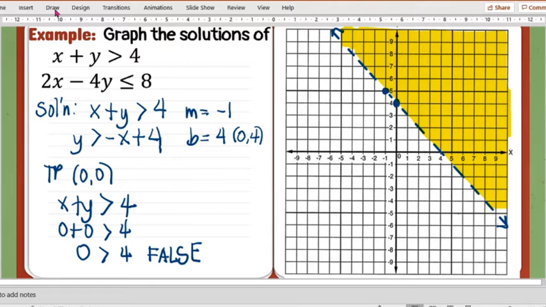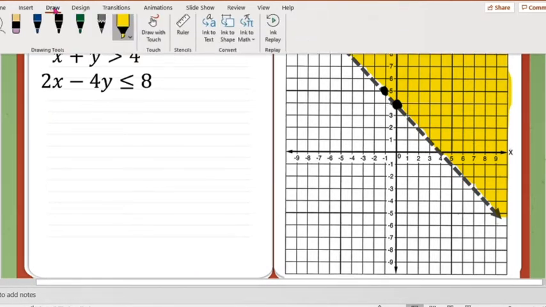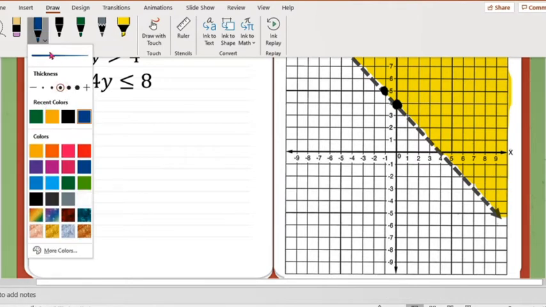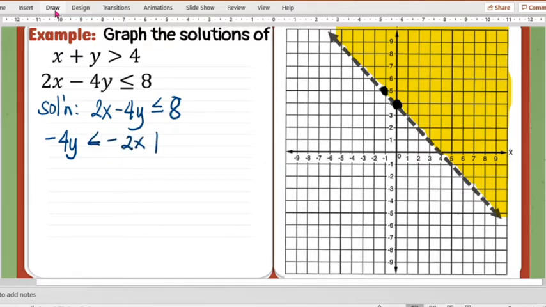Now, what about 2x minus 4y less than or equal to 8? Let us solve it. We have 2x minus 4y less than or equal to 8, so negative 4y less than or equal to negative 2x plus 8. Let us divide by negative 4. Because we divided by a negative number, we change the symbol.